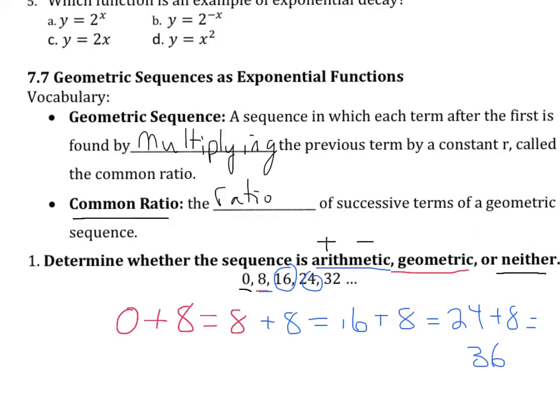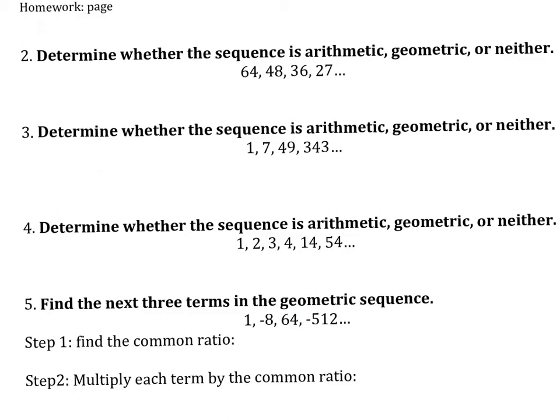So let's look at our next example. For our next example, they ask us to determine whether the sequence, again, is arithmetic, geometric, or neither. So let's first look and see if it's geometric or if it's arithmetic. And we can do that by seeing if there's a common difference between each term. So what's the difference between the first term, 64, and the next term, 48? We subtract those and we get a difference of 16.